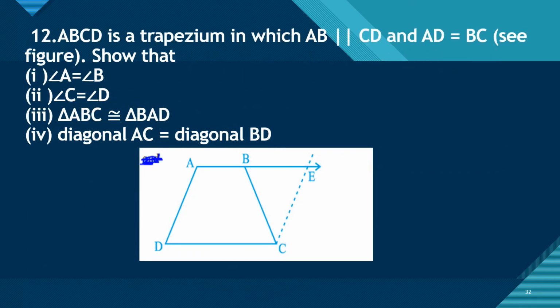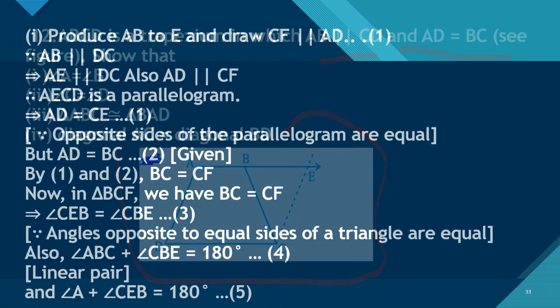So the 12th question is: ABCD is a trapezium in which AB is parallel to CD and AD is equal to BC. Show that angle A is equal to angle B, angle C is equal to angle D, triangle ABC is congruent to triangle BAD, and the fourth part is diagonal AC is equal to diagonal BD. So this is the figure here. Next page we are going on.